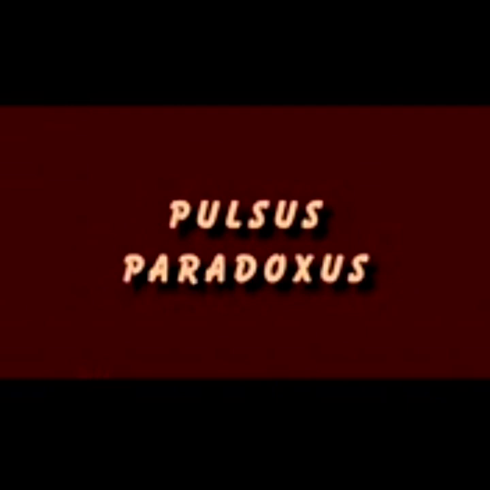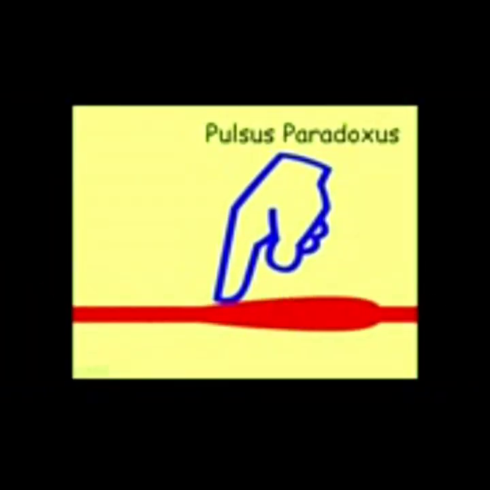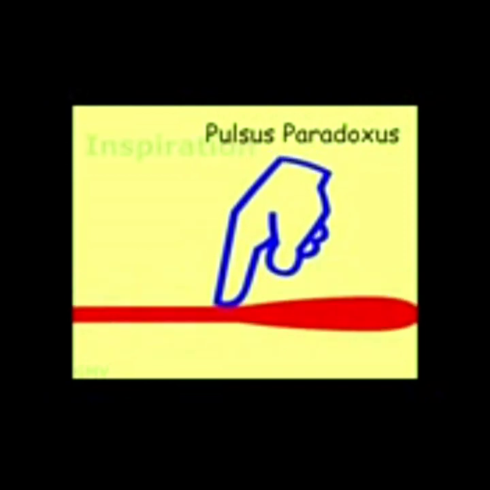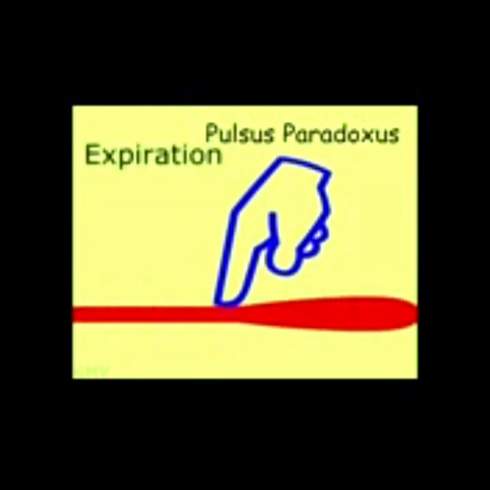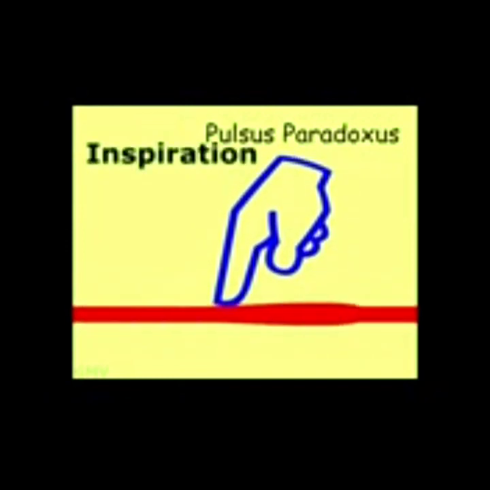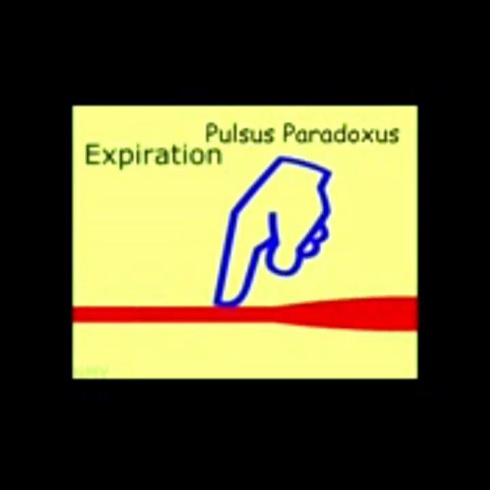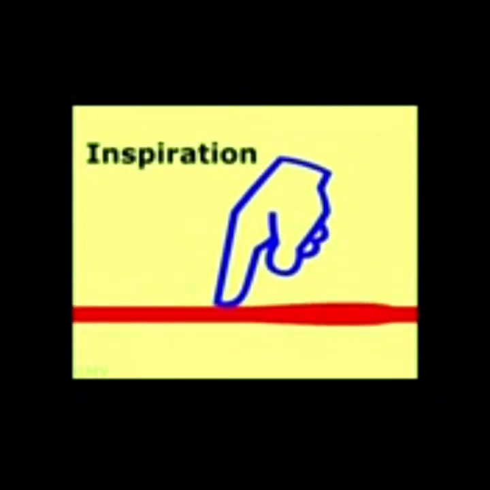Pulsus paradoxus. If the pulse volume significantly decreases during inspiration, it is termed as pulsus paradoxus. This is due to increased right ventricular volume during inspiration with bulging of interventricular septum into left ventricle, causing reduction in its volume and cardiac output. Pulsus paradoxus is seen in cardiac tamponade, constrictive pericarditis, and superior vena cava obstruction.